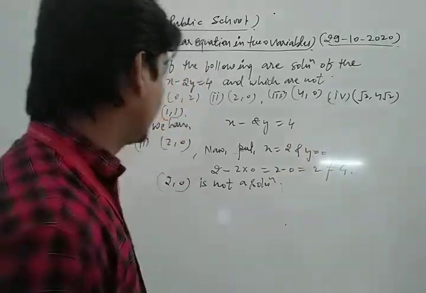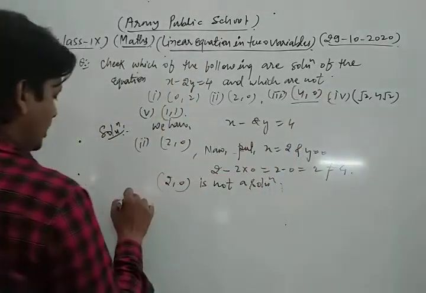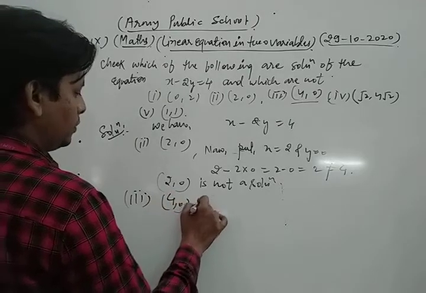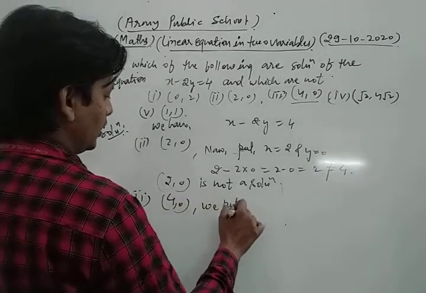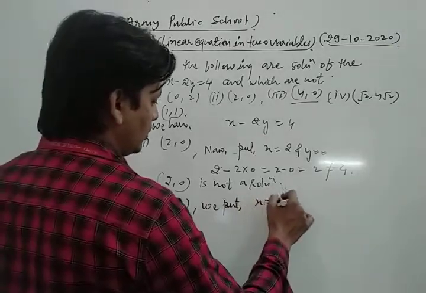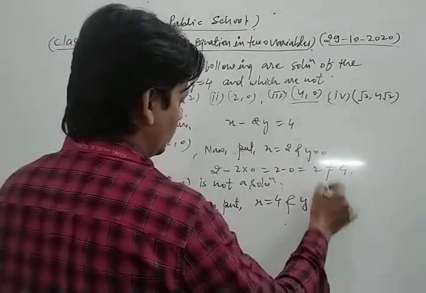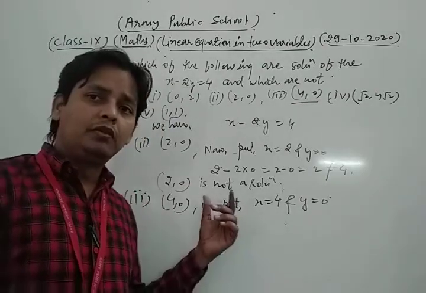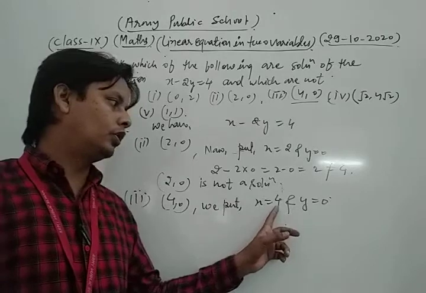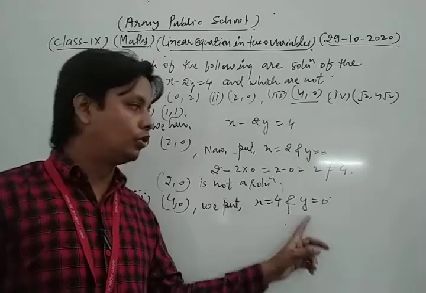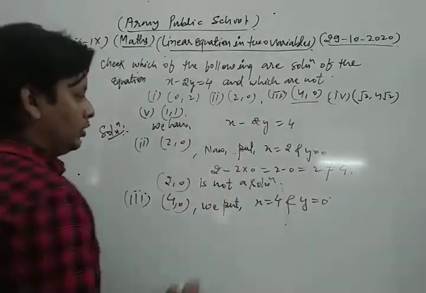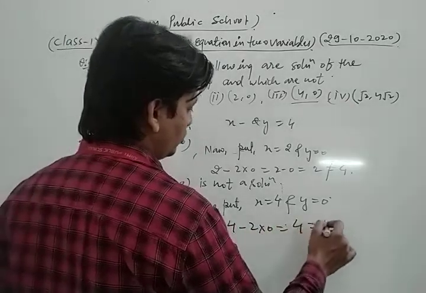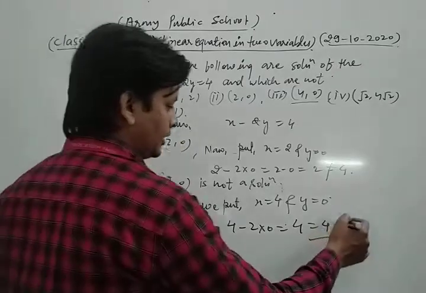Okay. Now, similarly, we check the third part of this question, which is what? 4, 0. Now here we put x is equal to 4 and y is equal to 0. Look, in that equation, x is 4 minus 2 into 0, that is equal to 4, which is equal to the RHS.